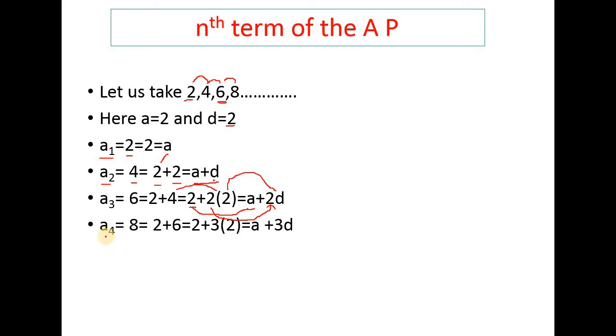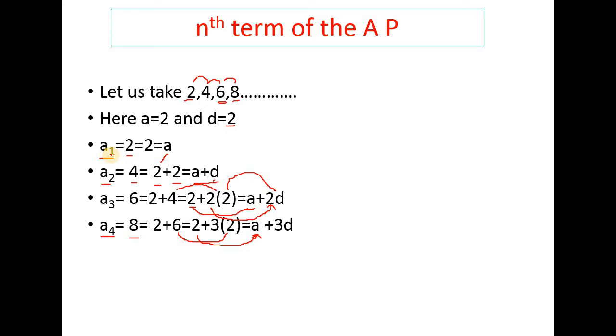Now let us take the fourth term. The fourth term in this arithmetic progression is 8. We can write 8 as 2 plus 6, and 6 can be written as 3 2s are 6. This first 2 is nothing but the first term A, plus 3 into, where 2 is nothing but the common difference D.